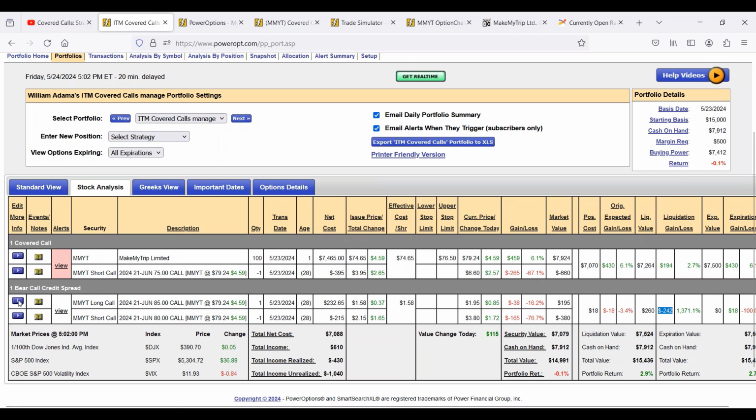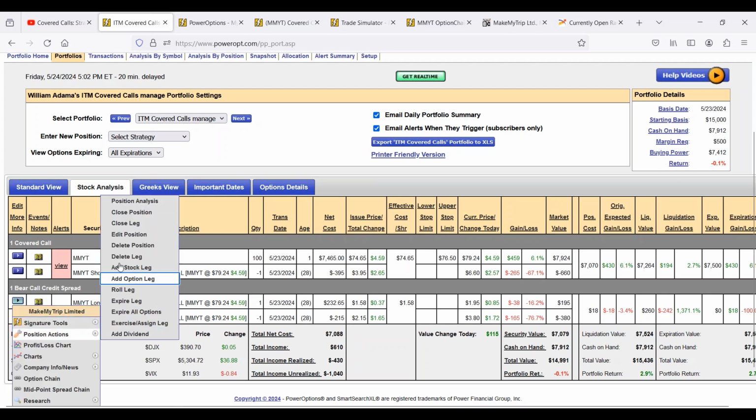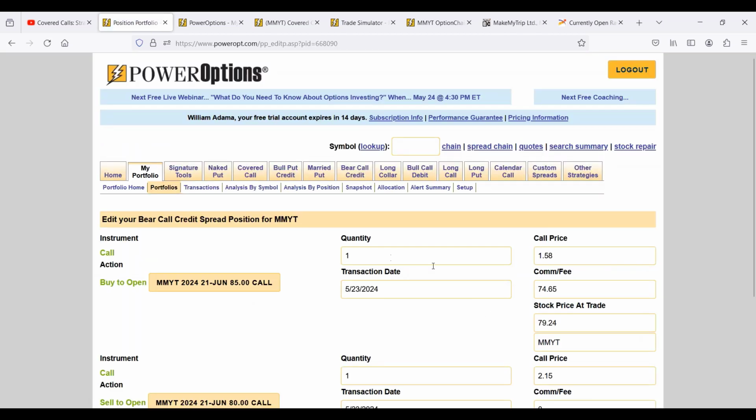Let me go back. I think I entered that wrong. That's why that return is showing all wonky. I think I put something in the wrong placeholder there. Let's edit the position. Commission fee. No commissions. Sorry. Stock price at time of trade. That's where I wanted to enter.